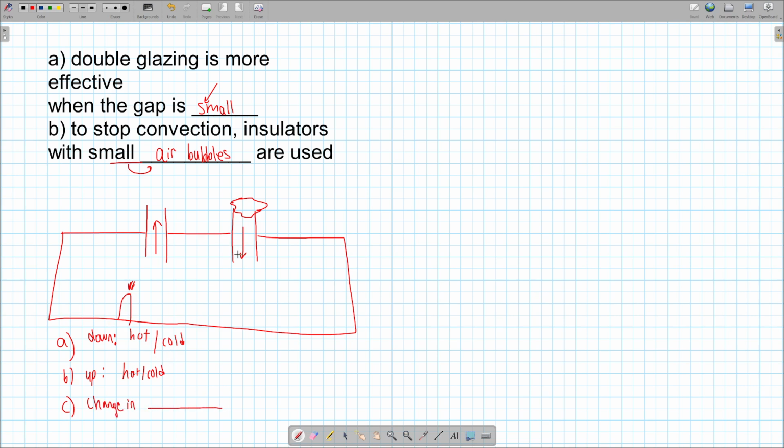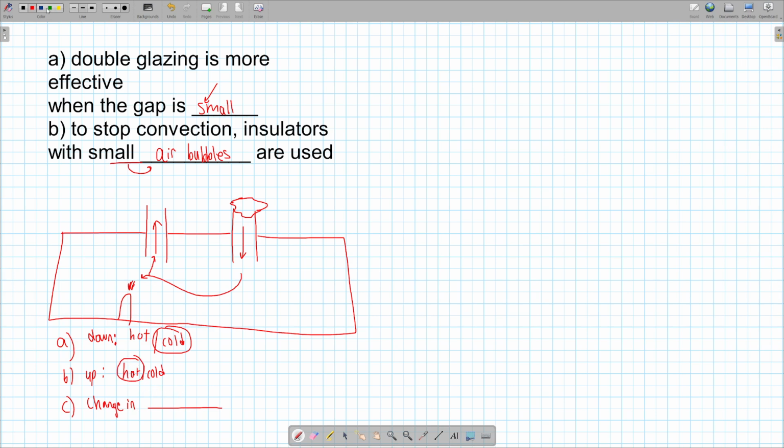Oh well, since it's going down, obviously the denser one is going down, right? And it's always the cold ones that go down. What happens is this cold air comes here. The candle will heat it up, and when it heats up, what's gonna happen? It's gonna go up. So the one that goes up is hot.